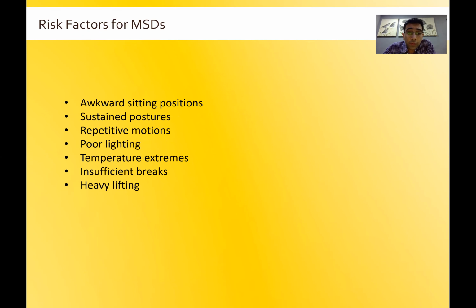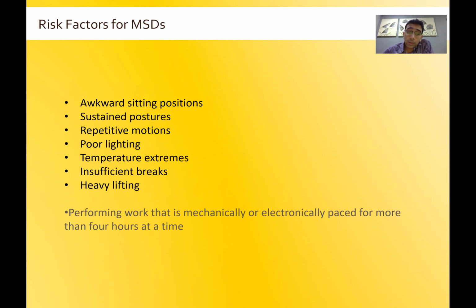So what are the different risk factors for MSDs? Awkward sitting positions is definitely one of the most important risk factors. Second are sustained postures, repetitive motions, poor lighting and temperature extremes, insufficient breaks, and heavy lifting can all lead to MSDs at the workplace. Any work which is performed mechanically or electronically for more than 4 hours at a time will invariably lead to some form or some degree of MSD.